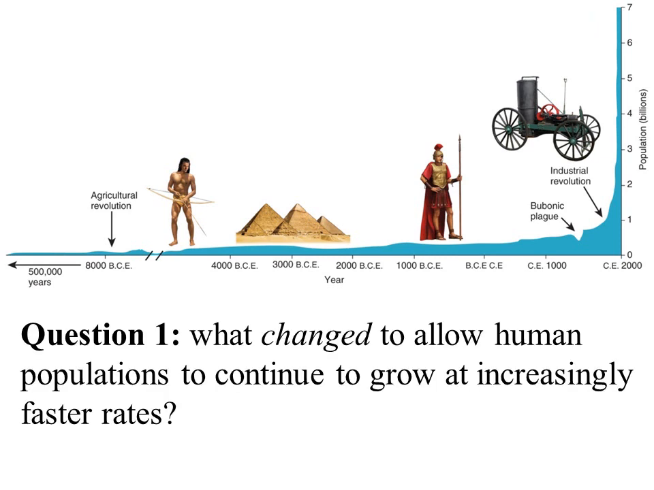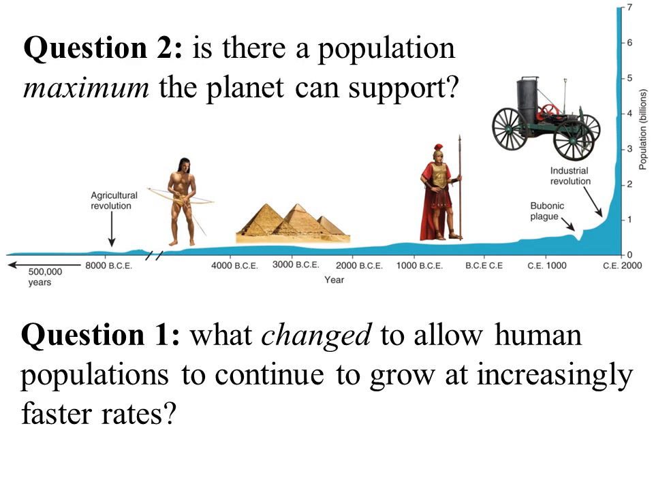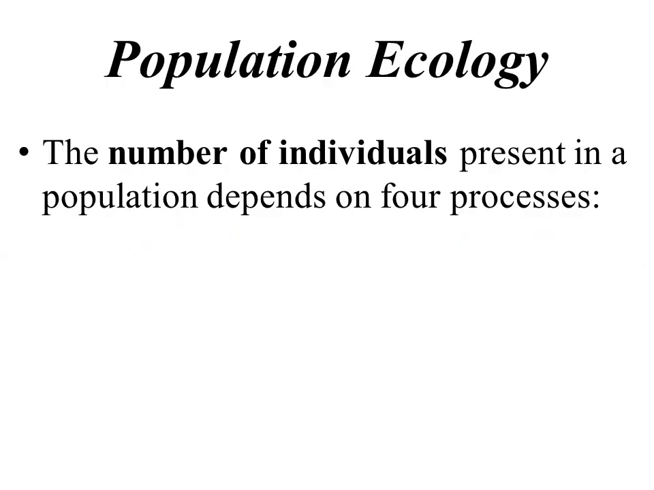So the question is, what changed around the Industrial Revolution to allow human population to continue to grow at these increasingly fast rates? And also, is there a population maximum the planet can support? So we're going to talk a little bit about populations themselves and what limits and what encourages them to grow.